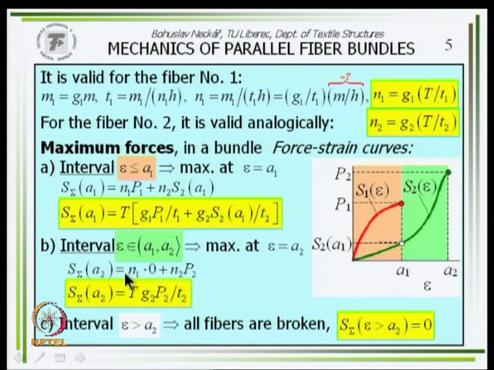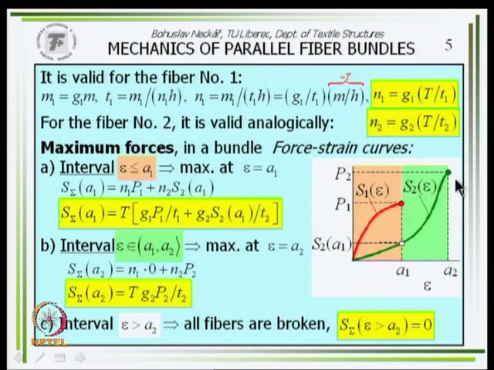How is it? The force in our bundle is the number of red fibers times 0, all are broken, plus the number of green fibers times the maximum possible force, it is the strength of the fiber. So we can write N1 times 0 plus N2 times P2. And using N2 from this equation, we obtain S sigma A2 is T times Q2 by T2 times P2. And for completeness, if epsilon is higher than A2, all fibers are broken, and so it's evident that then the force in the bundle is equal to 0. Yeah?